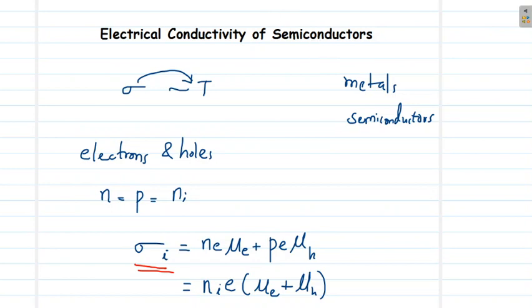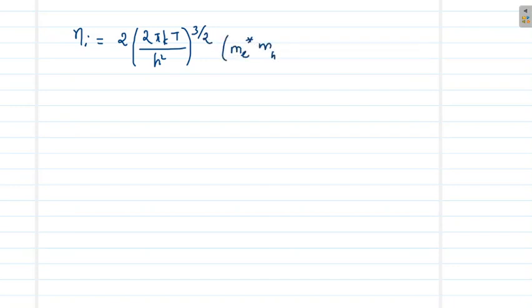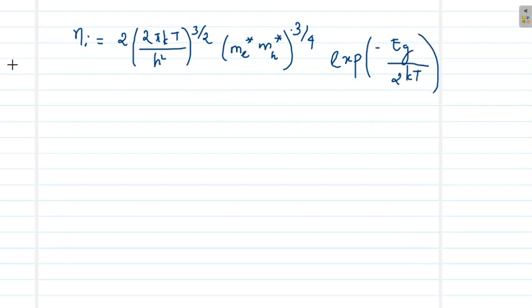So we have derived the equation for intrinsic carrier concentration ni as ni equal to 2 into (2 pi kT by h square) whole raised to 3 by 2, multiplied by (me star mh star) whole raised to 3 by 4, into exponential of minus Eg by 2kT. So this is the equation for ni.